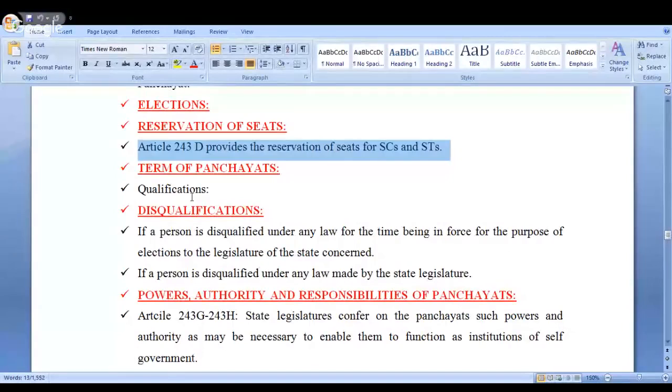Look at this. When it comes to the term of the panchayats, the term of each panchayat is 5 years. When it comes to the qualification, any person who is not less than 21 years of age, 21 please, is permitted to contest in the elections of the panchayats. Am I clear?